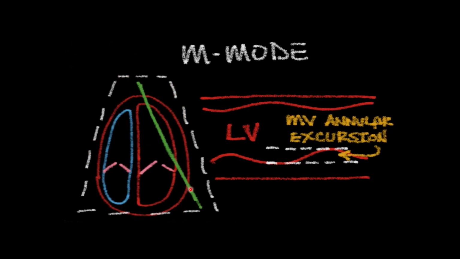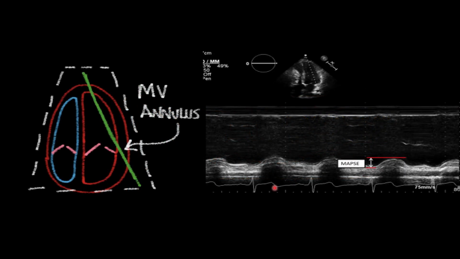For this measurement, again, you'll use M-mode in the apical four-chamber view with the M-mode cursor through the annulus of the mitral valve. When you activate M-mode, you'll notice that the annulus actually moves up in systole and down in diastole, and you can measure this excursion with a caliper.